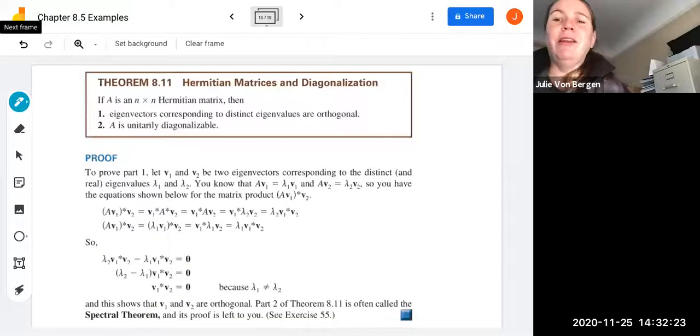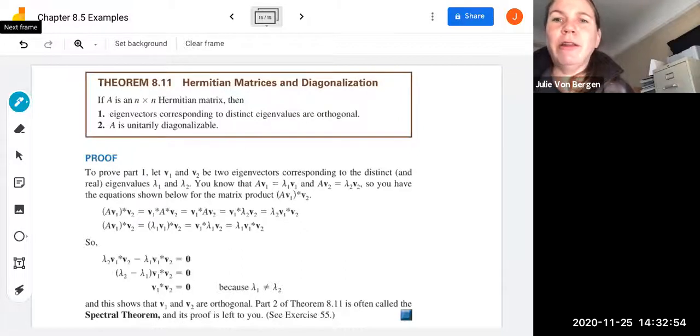All right, our last theorem is a well-known theorem known as the spectral theorem. We're not going to do the proof. You can go look it up online or in a textbook. You may see this in physics. That's one reason I wanted to make sure we cover it. So what the spectral theorem, or theorem 8.11, says is: if A is an n by n Hermitian matrix, then the eigenvectors corresponding to the distinct eigenvalues are orthogonal, and A is unitarily diagonalizable.